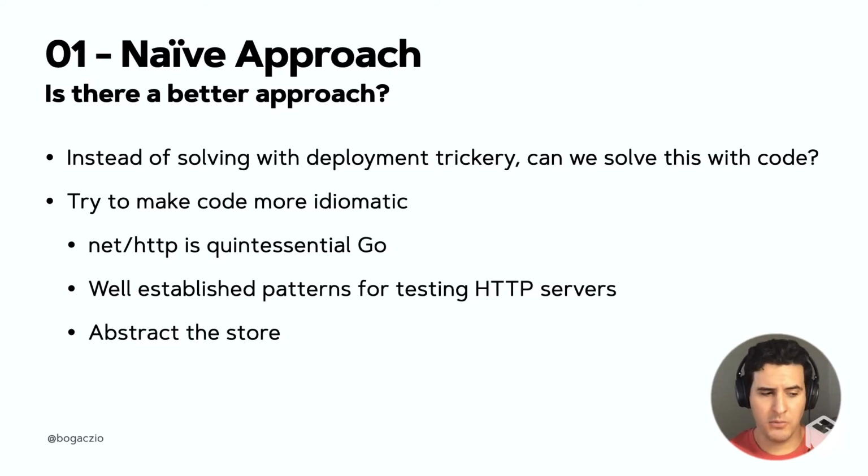And also, we think about how we would write an API in Go if we weren't using Lambda? And the obvious answer is, we'd be using the Go standard library, and Go's HTTP library is phenomenal. And there are really well-established patterns for writing routers and for testing HTTP servers that we can rely on. And then on top of that, we can also abstract away the store. And that can help us not have to rely on an S3-specific deployment.